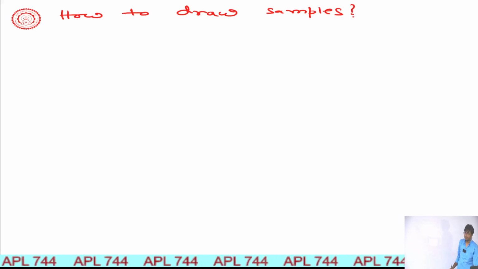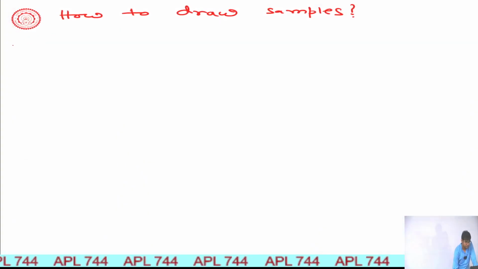Okay, how can we draw samples? So now let us see how we can draw samples, and let us talk about the most basic method, which is known as the inverse CDF method. Okay, so let us see.